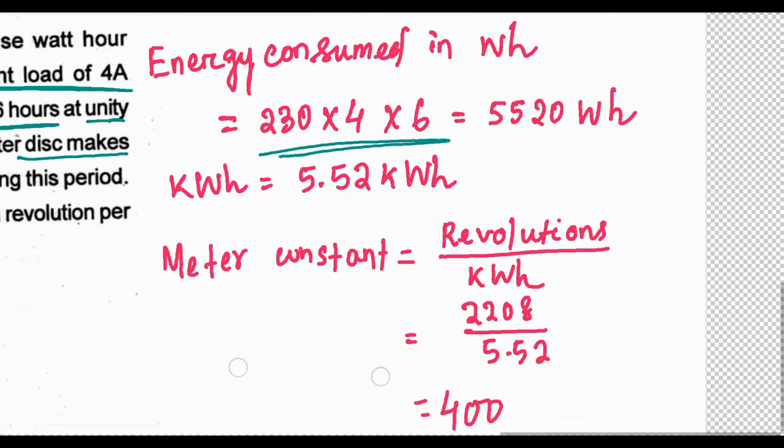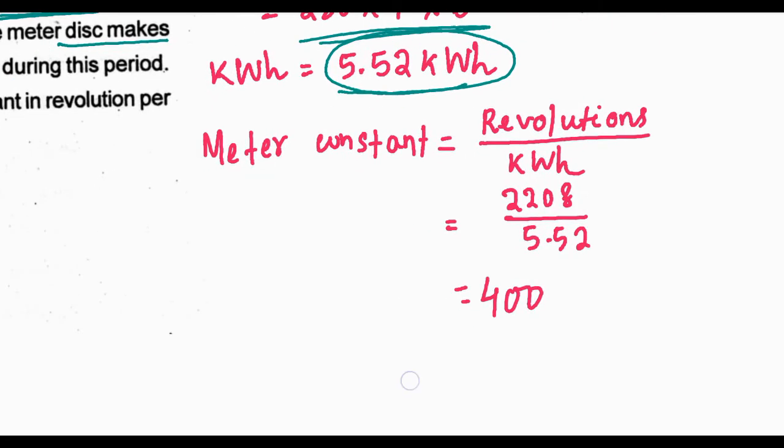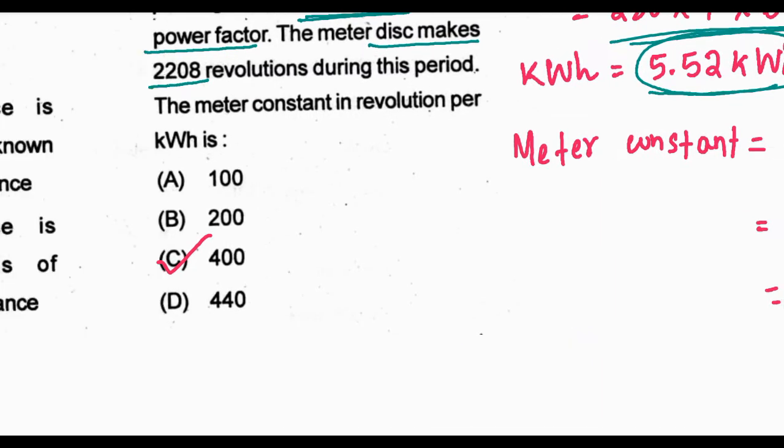So what will be the meter constant? Meter constant will be revolution per unit. That means we are getting this much kilowatt hour, that means 5.52 units, and the revolutions we are getting are 2208. So what will be the revolution per unit? That will be 2208 by 5.52, which is nearly equal to 400. So here the answer is option C.